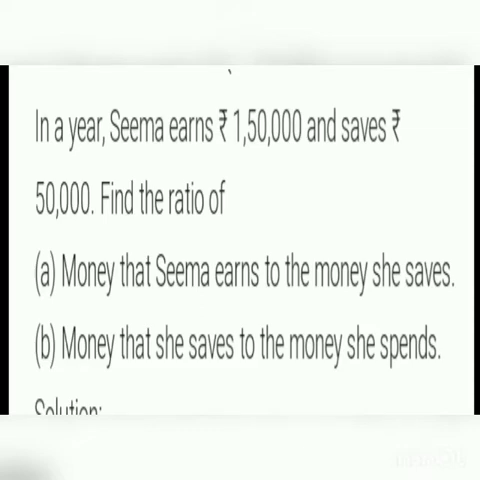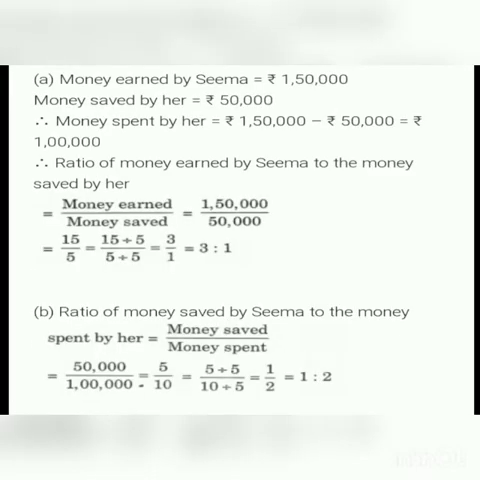Here, the money spent is not given, but instead the total money, whatever money she is earning and saving, is given. So, 50,000 rupees she saved means the rest of the money she spent. In that way we can find out the money she spent and we can find out the ratio. So the money earned by Seema is given as 1,50,000. Then the money saved by her is 50,000.